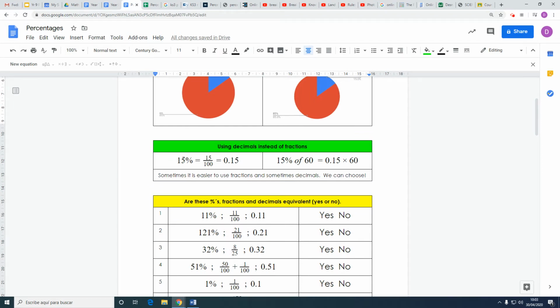Okay, we can write percentages like that, like a fraction, or we can write them like a decimal, like this, and we can choose whichever way we think is easier.